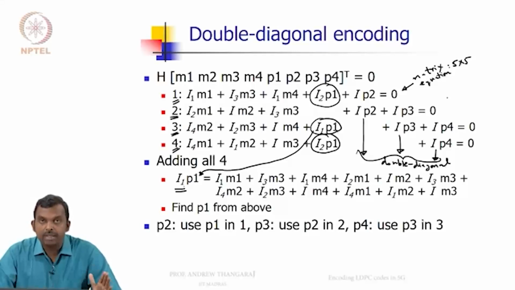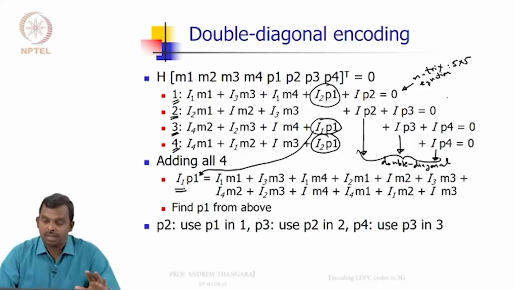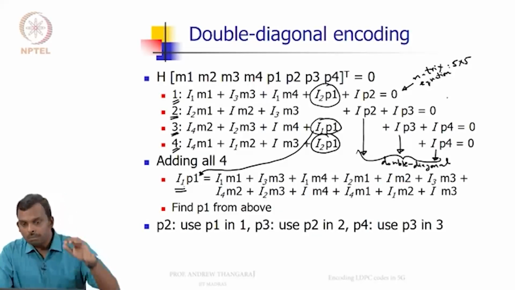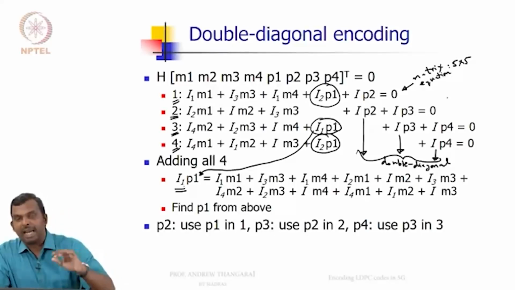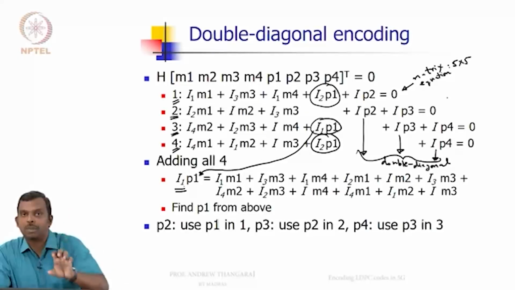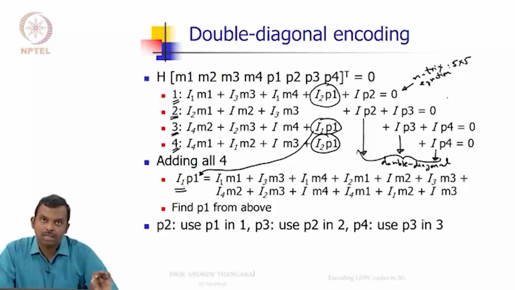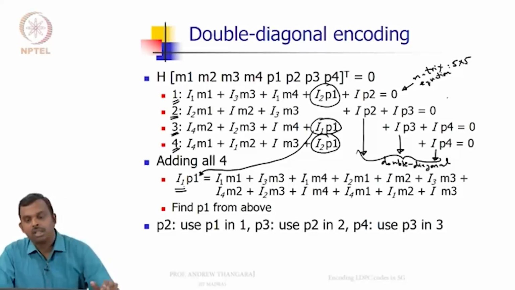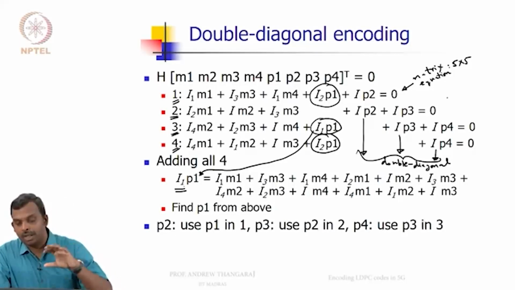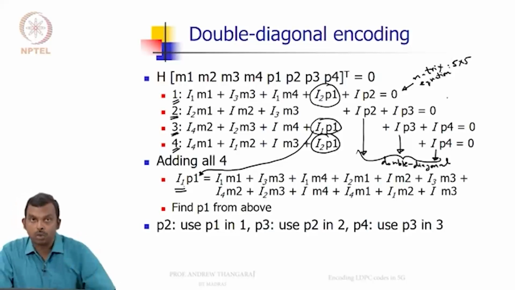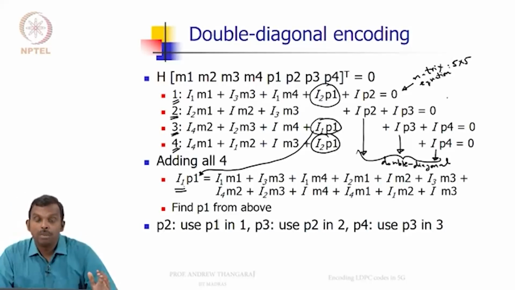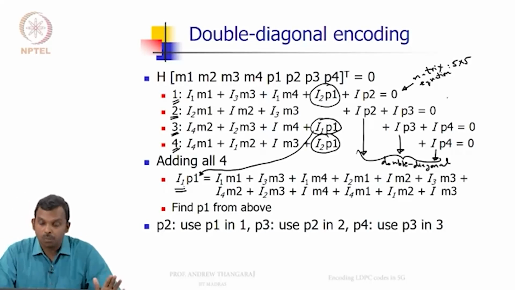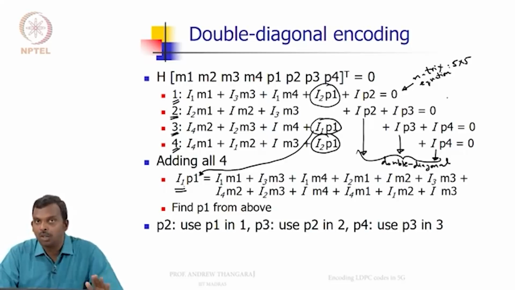So the basic trick is that the double diagonal structure is designed such that when you add all the 4 equations, everything cancels except for the first parity block P1. That is the secret to this double diagonal structure. You stare at it for a while, and it's been done so that when you add up the first 4 block rows, only P1 remains and you can find P1. Once you find P1, you are done, right?